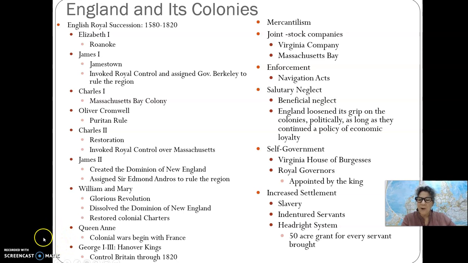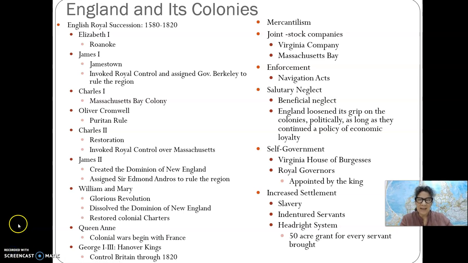When Queen Anne came to power, and then when the Hanover Kings come to power under George I and George II, the colonies get involved in a series of colonial wars. The British and the French were fighting over control in the region. Of course, you're familiar with the fact that the French controlled New France, which is present-day Canada. And leading up to the French and Indian War, there were multiple wars between the British and the French for control over the colonies in the Americas.